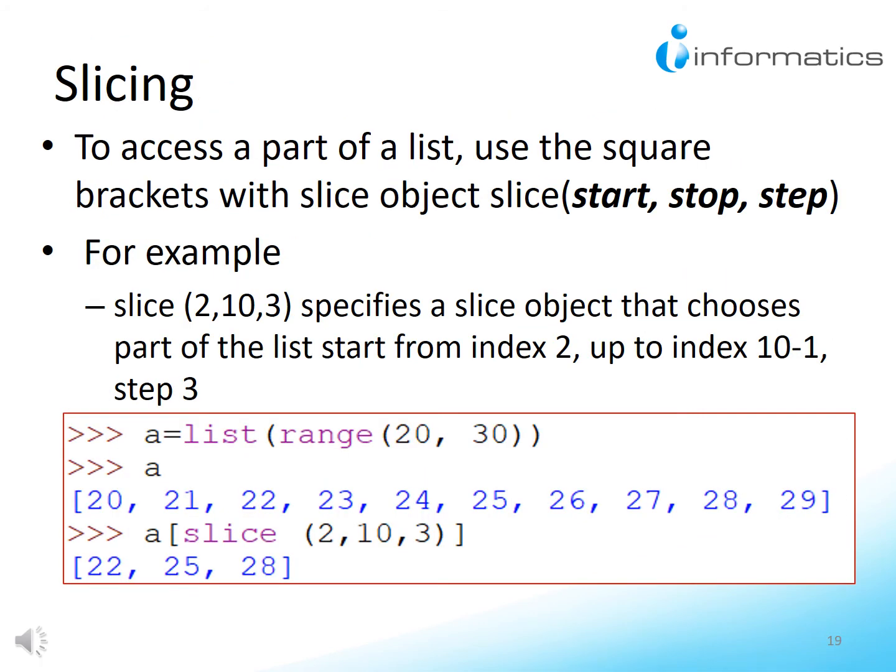Slicing. To access a part of a list, use the square brackets with a slice object: slice(start, stop, step). For example, slice(2, 10, 3) specifies a slice object that chooses part of the list starting from index 2 up to index 10-1, with step 3. This slice object can be applied to a list. For example, let A equal [20, 21, ..., 29]. Then A[slice(2, 10, 3)] returns the elements at position 2, 2+3 equals 5, 5+3 equals 8, in a list: [22, 25, 28].